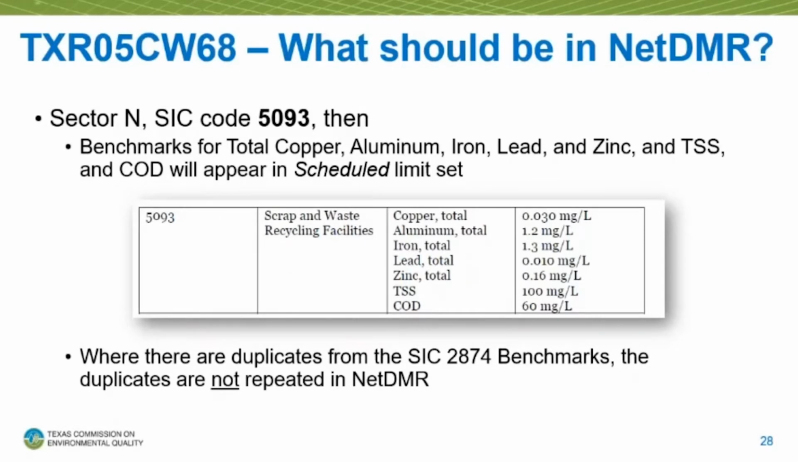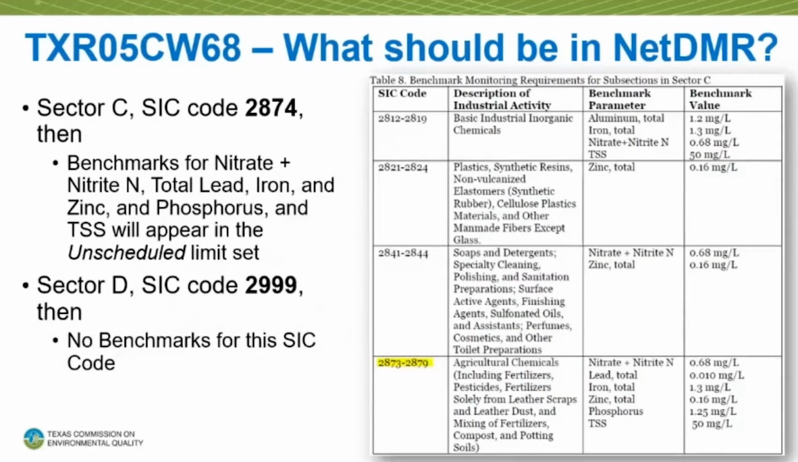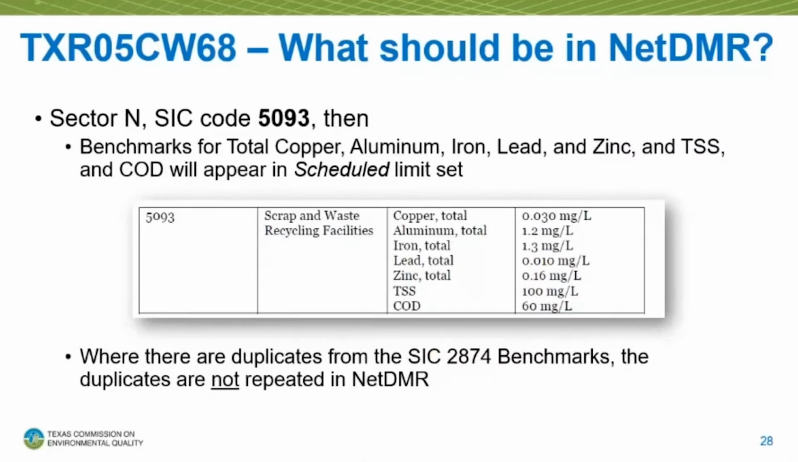So when there are duplicates between the different SIC codes, for example, 2874 has some of the same benchmark requirements that 5093 has, it's not going to be listed twice. So TSS isn't going to appear 2 times in the system unless those limits were different or the benchmark values were different.